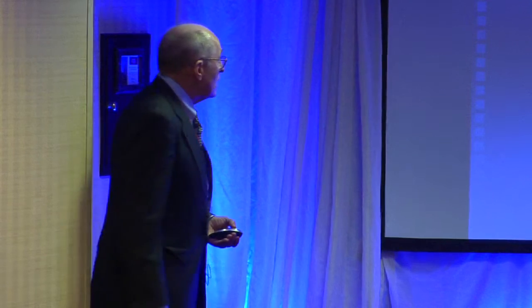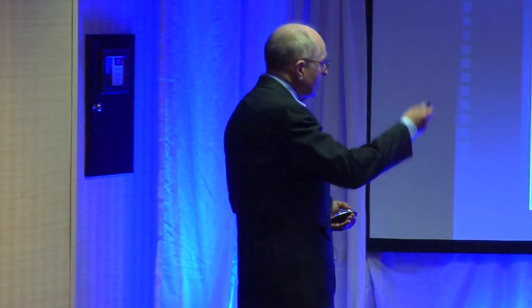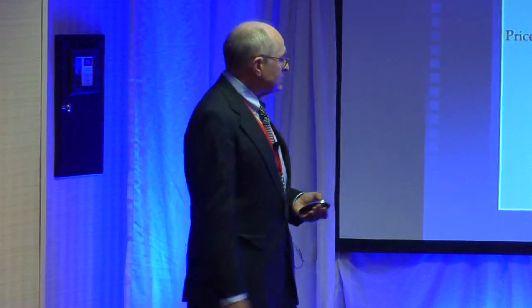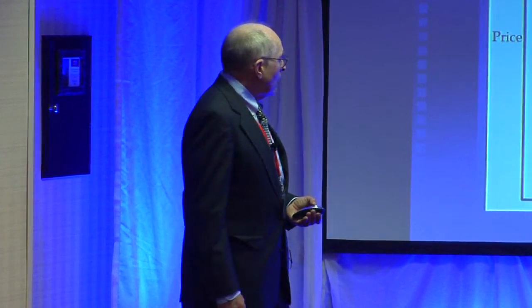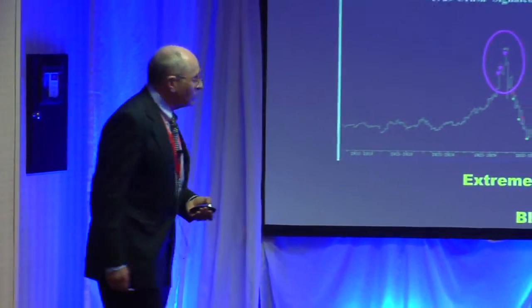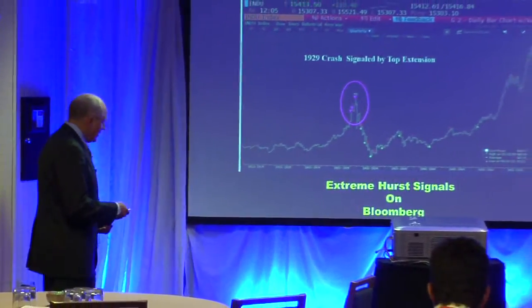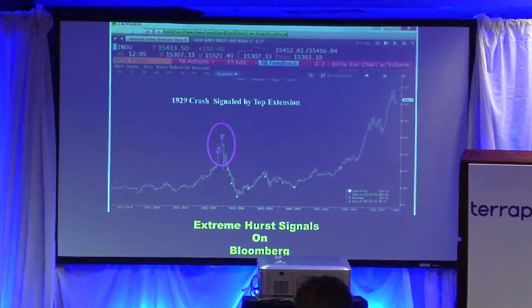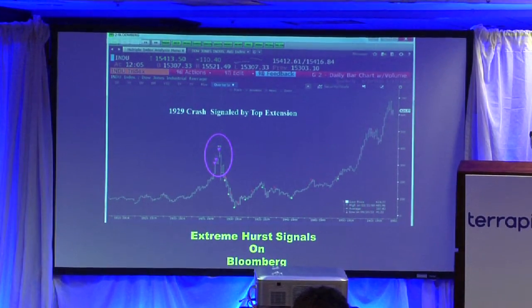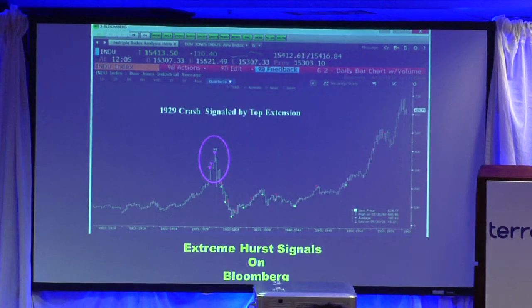There are 3 types of extreme Hurst signals: a top extension, a bottom extension, and a compression. In a top extension, you've had a period of extreme uptrending motion, and then you get this signal, and that's predicting that the uptrend is over. Here's an example. I don't know if you can see that slide, but just before the 1929 crash, there was a sequence on the monthly bar chart of these top extension signals.